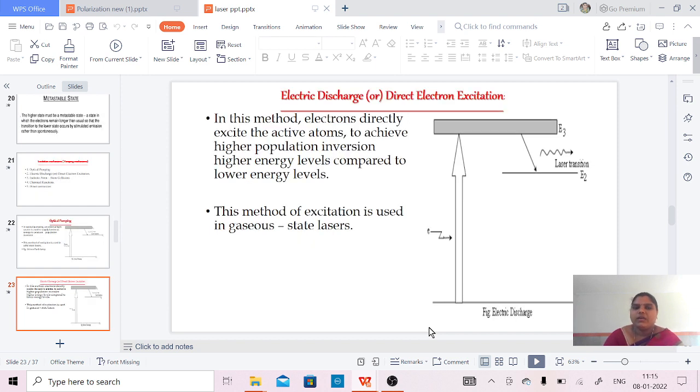And next, electric discharge or direct electron excitation. In this method, electrons directly excite the active atoms to achieve population inversion, with higher energy levels populated compared to lower energy levels. This excitation method is used in gas lasers. See here what is happening and how the transition happens. Electrons directly excite the active atoms to achieve population inversion.